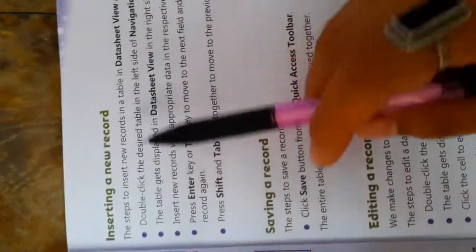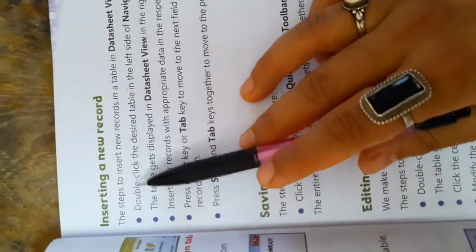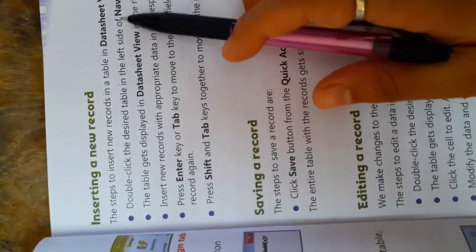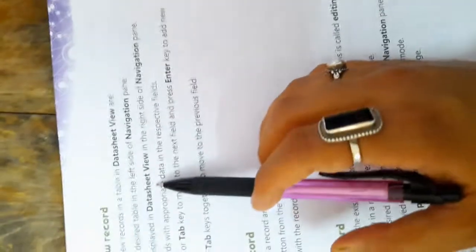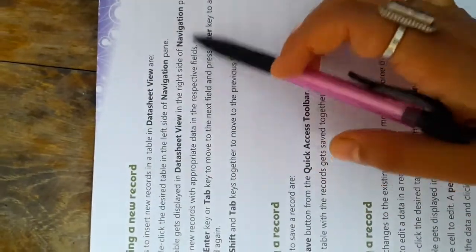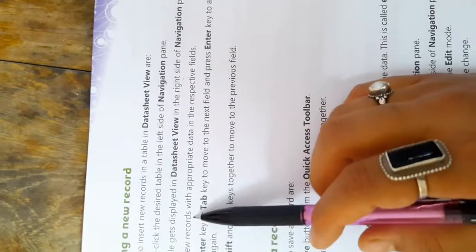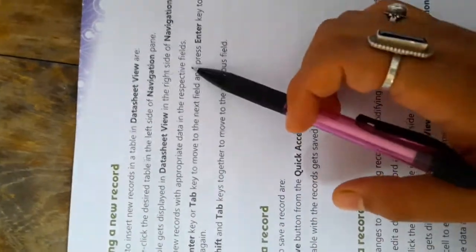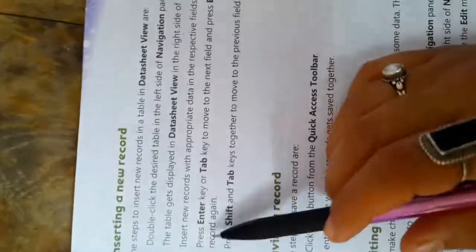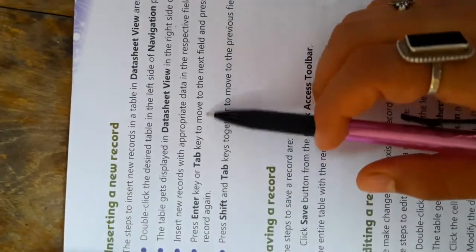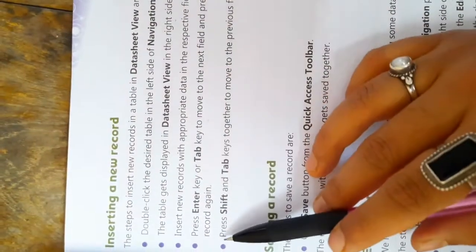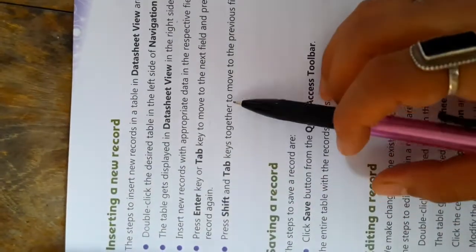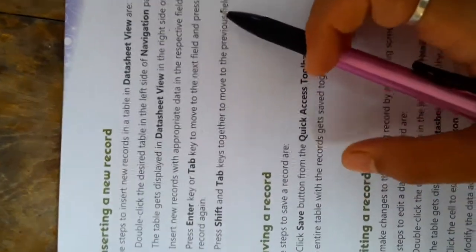Now what are the steps? Double click the desired table in the left side of the navigation pane. The table gets displayed in the datasheet view in the right side of the navigation pane. Insert a new record with appropriate data in the respective fields. Press the enter key or tab key to move to the next field and press the enter key to add a new record again. Press shift and tab keys together to move to the previous field.